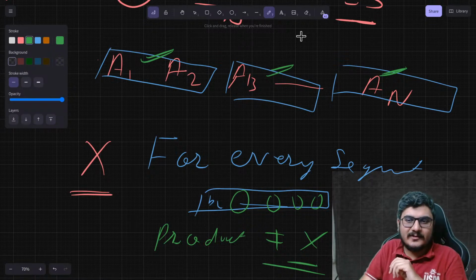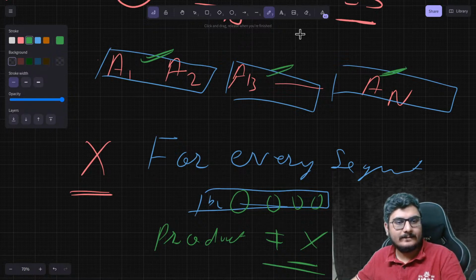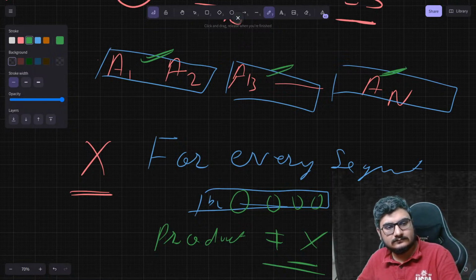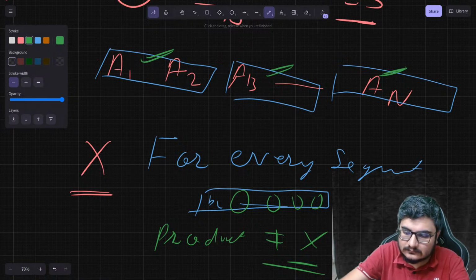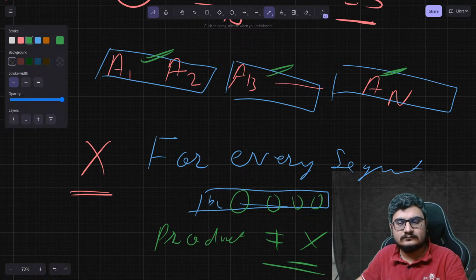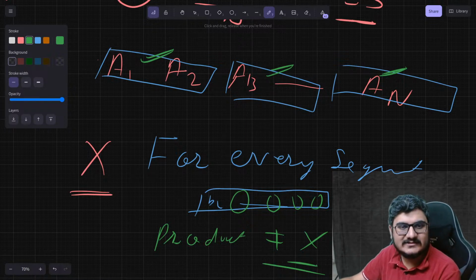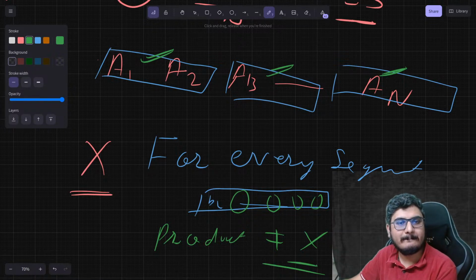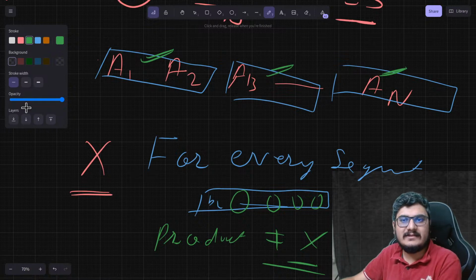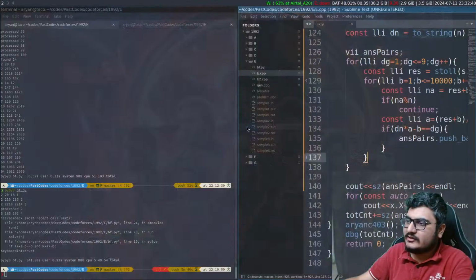So any questions on the problem statement before we move to the solution for this? One thing to notice was, so moving on to the solution.